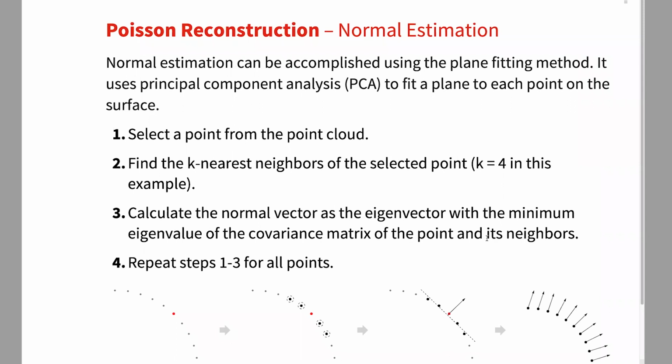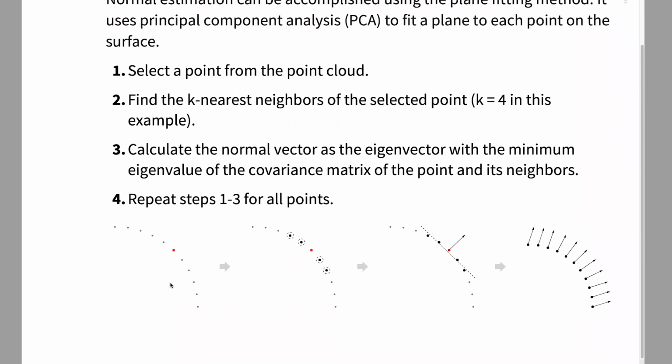There are some methods like plane fitting that make it pretty easy, where the idea is, given a point, we look at its nearest neighbors. In this case, it's 4 nearest neighbors. We can then fit a plane to those points, look at the normal of that plane, and assign that plane normal to that point. We just do this for every point, and then it lets us assign normals to all of our points.